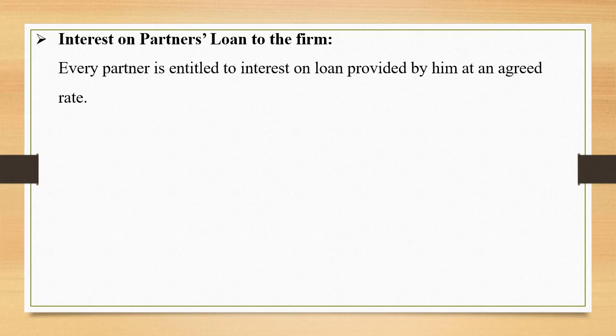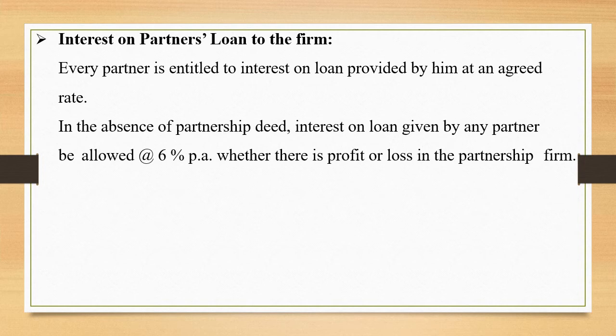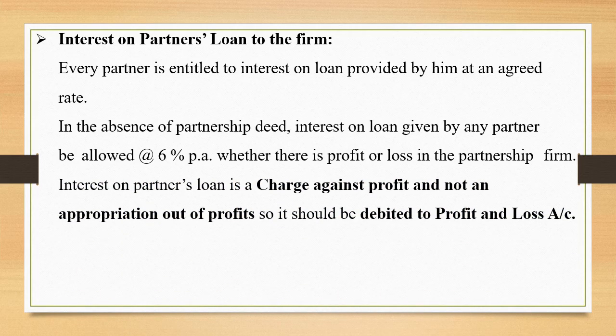Every partner is entitled to interest on loan provided by him at an agreed rate. In the absence of a partnership deed, interest on loan given by any partner is allowed at the rate of 6% per annum, whether there is profit or loss in the partnership firm. Interest on partner's loan is a charge against profits and not an appropriation out of profits, so it should be debited to profit and loss account.